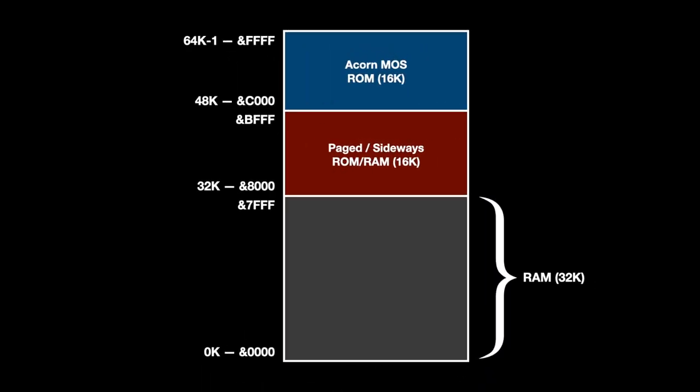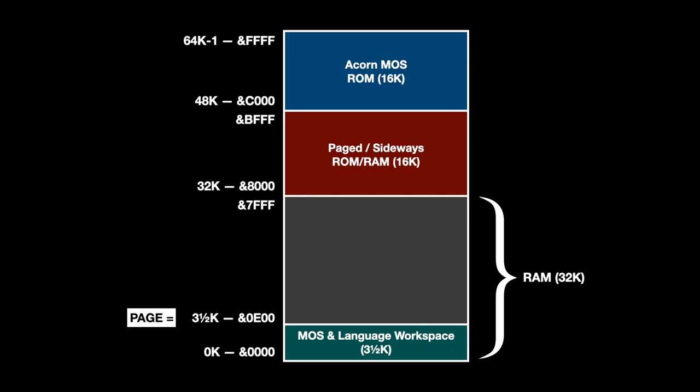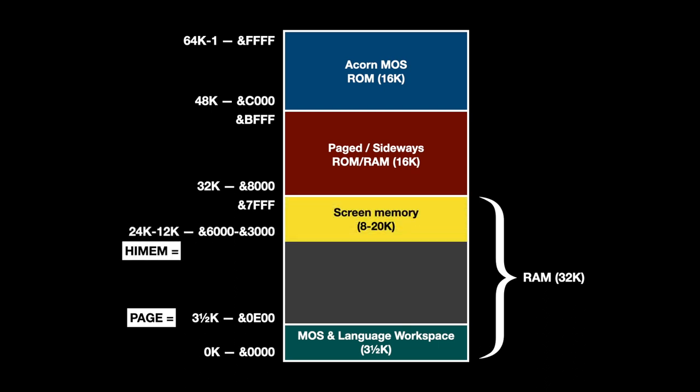Well, let's go back to the memory map and the bottom 32K of RAM. Starting right at the bottom, the MOS gobbles up the bottom 3.5K of RAM for workspace. This finishes at hex E00, which is where page is normally set in BASIC, the location from where the program is stored. The top of the RAM, from 32K downwards, is where the screen memory is stored.